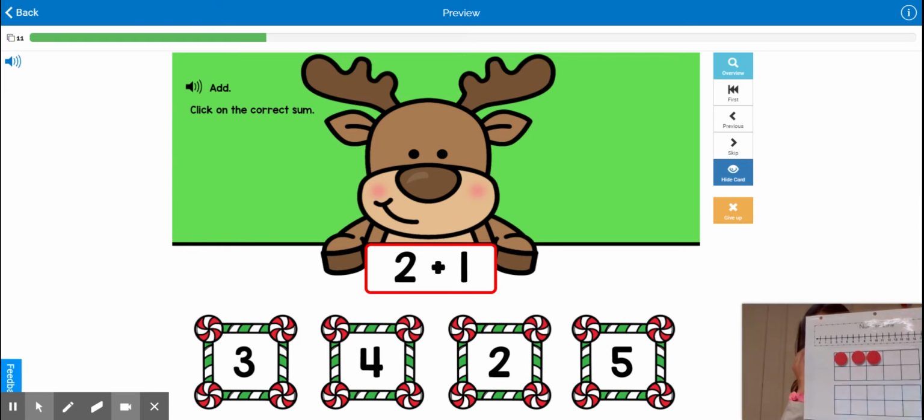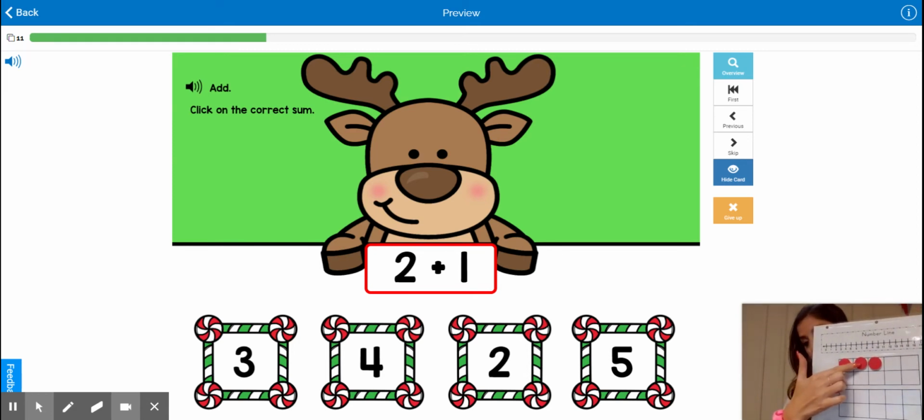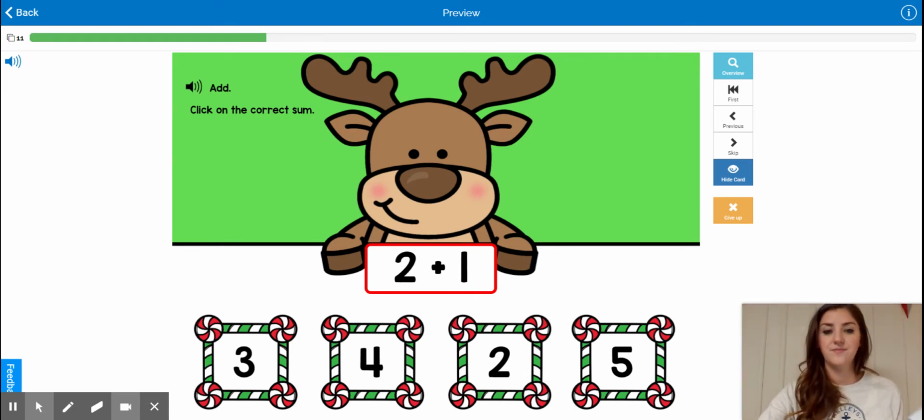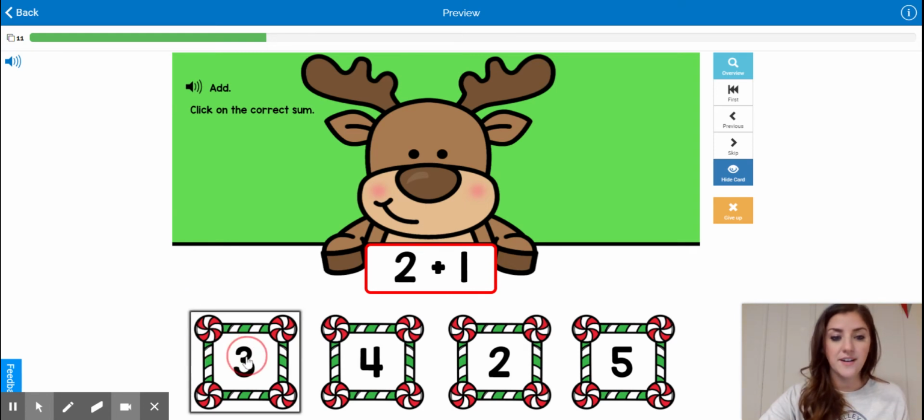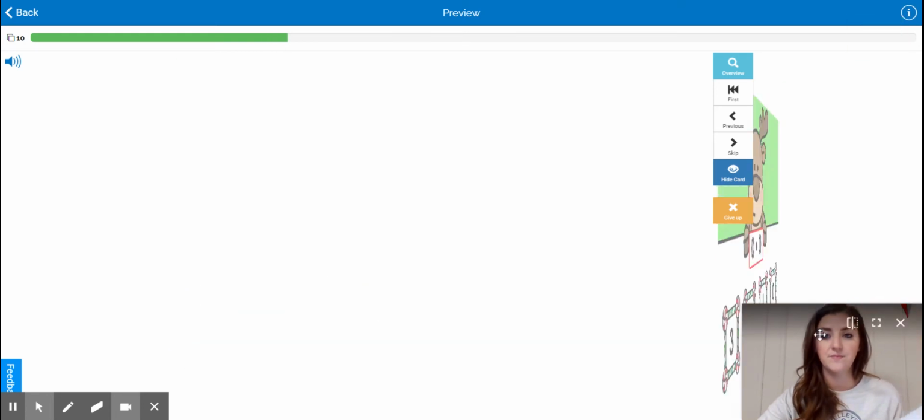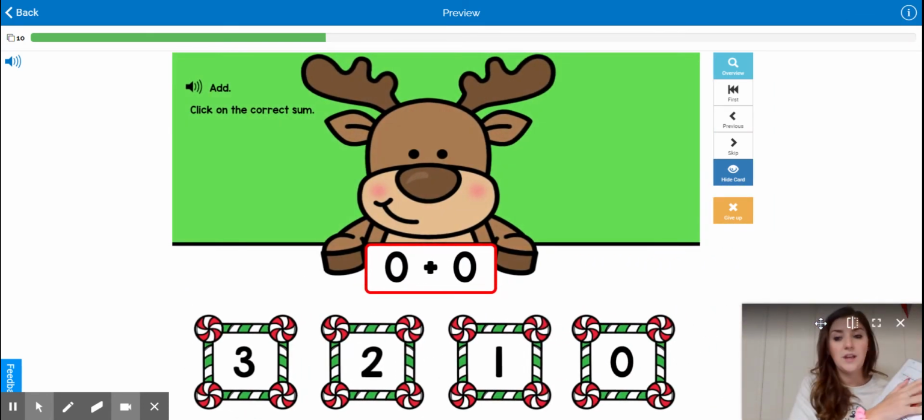How many do I have now? 1, 2, 3. And I'll come down here and I'll find our digit 3. Okay, this one might get tricky. Are you ready?